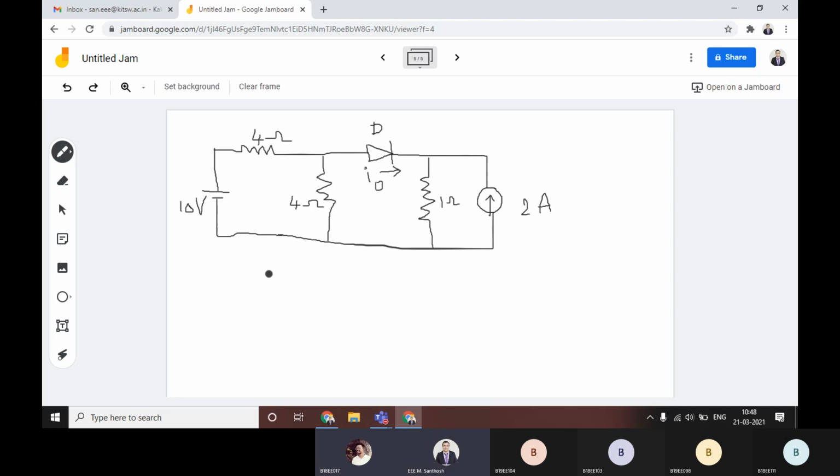How much you got equivalent resistance? 5 ohms, sir. 5 ohms. Okay. Yes, sir. Voltage? Voltage 10 volts. You are telling already there is no current flow through the parallel branches. This 4 ohm and 1 ohm, there is no current flow. You can remove this, right?